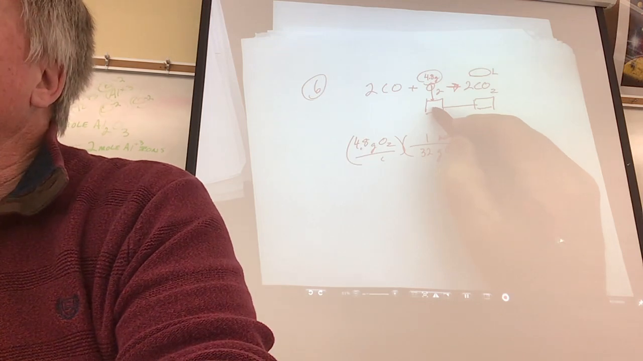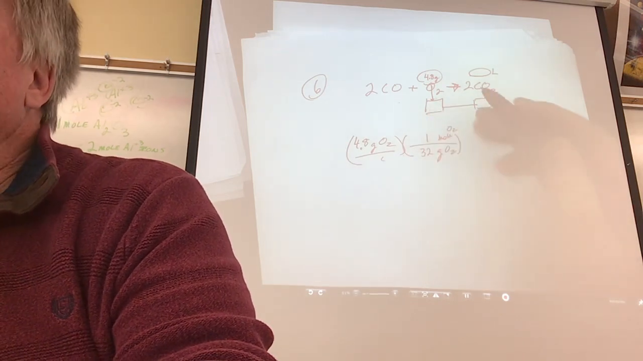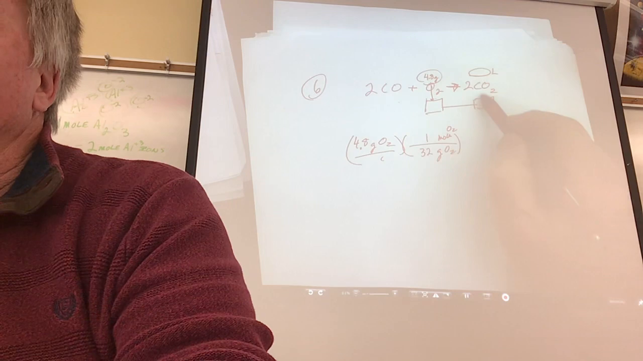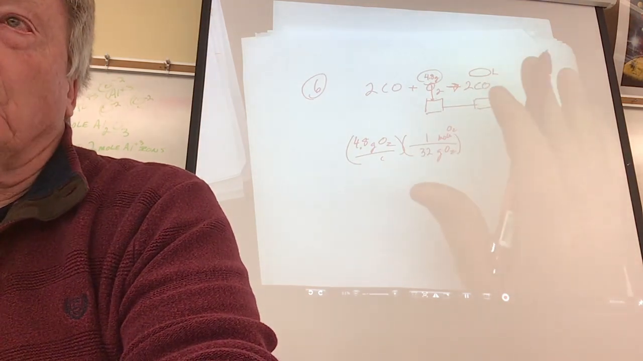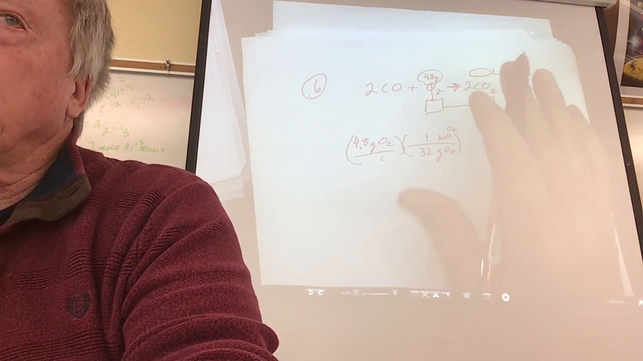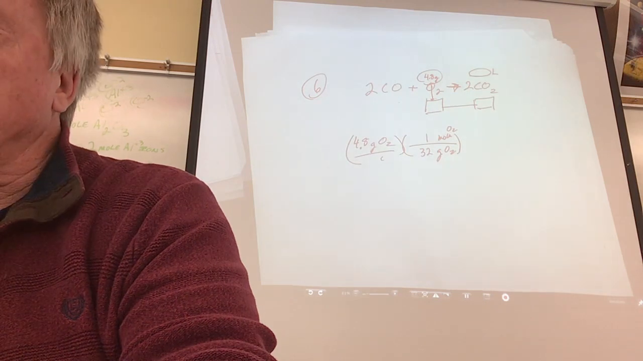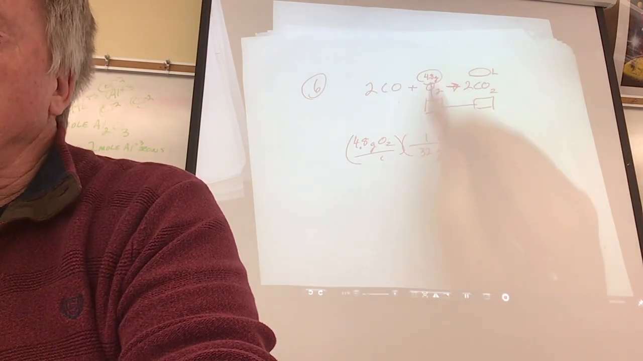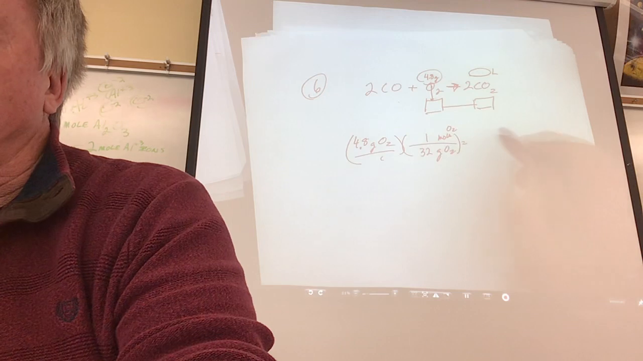Now, the biggest mistake people make with the shortcut: when I go up or down in the mole world, I do not look at coefficients. The only time I look at coefficients is when I go sideways in the mole world. So right now, I'm just going down. So let's do the long cut method, and then we'll do the shortcut.